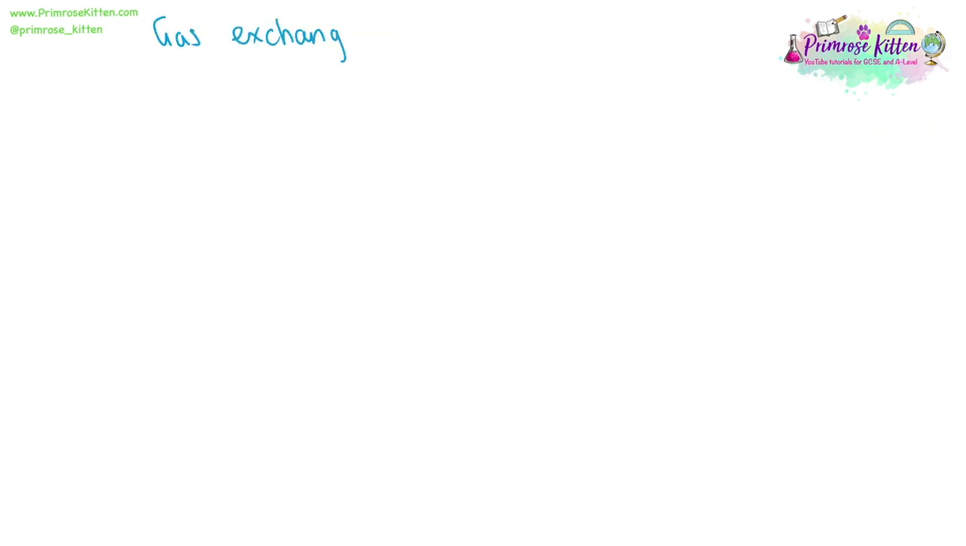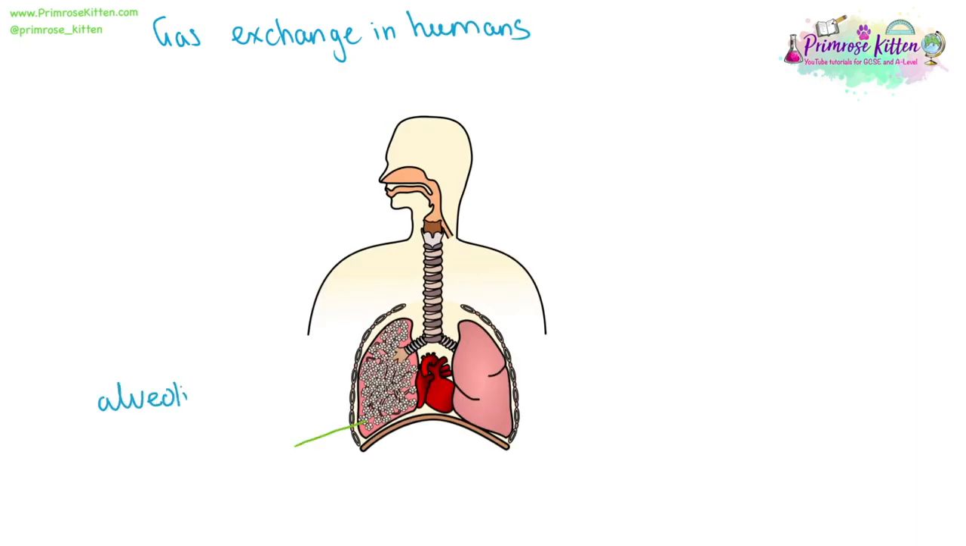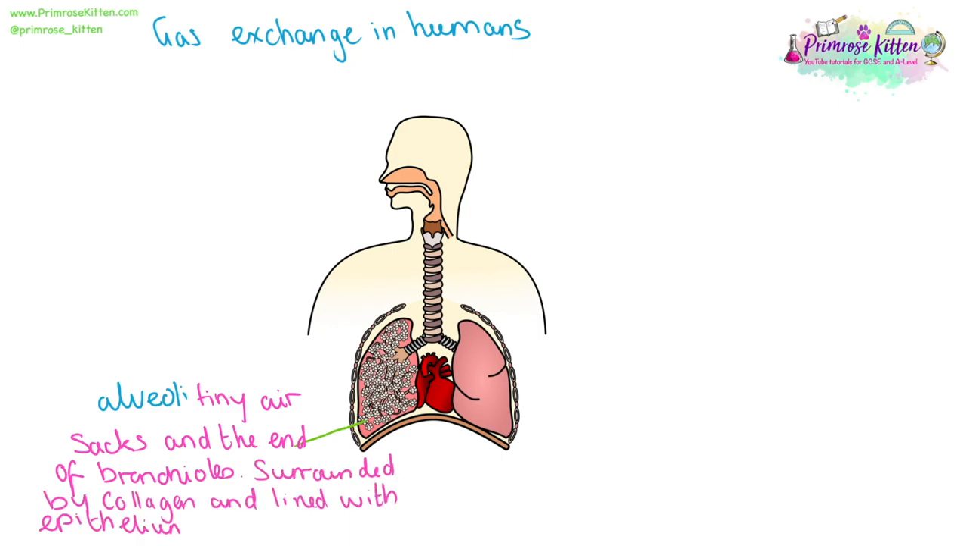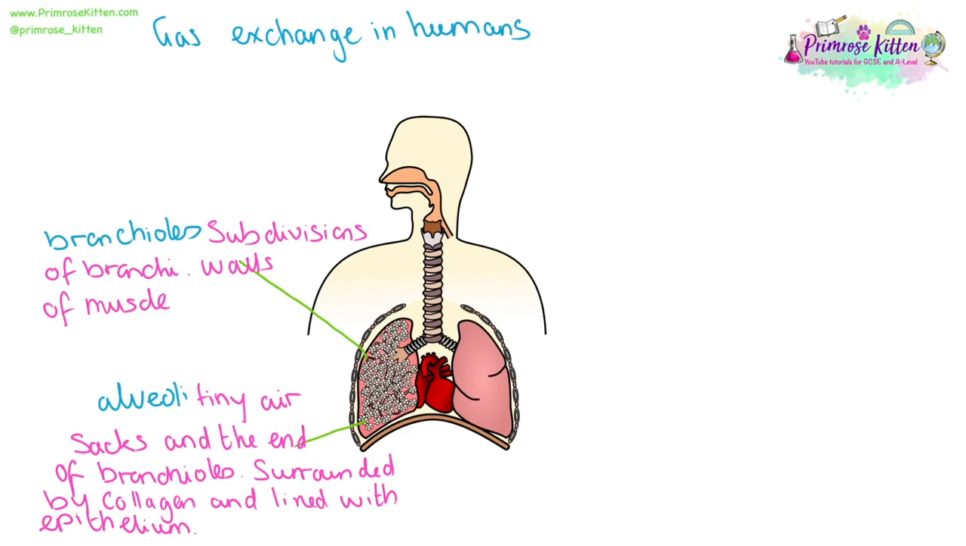The respiratory system is where gas exchange in humans takes place. We have the alveoli. These are tiny little air sacs right at the end of the system. They are surrounded by collagen and lined with epithelium. We have bronchioles. These are subdivisions of the bronchi. They have walls made of muscles.